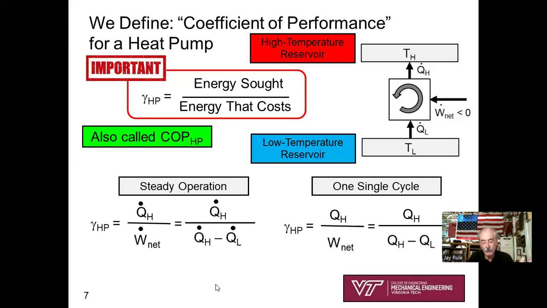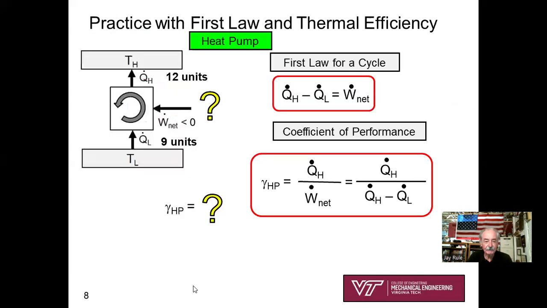Okay. Now I think we're going to do an example problem. I did a copy and paste, and look at this. It still says practice with first law and thermal efficiency. Well, that's wrong. Very sloppy on my copy and paste. It's a heat pump, so we're going to get the coefficient of performance of a heat pump. Let's say we're given 12 units coming into our home, and we're removing 9 units from the surroundings. Our job is to find how much power we need and what's the coefficient of performance of the heat pump.